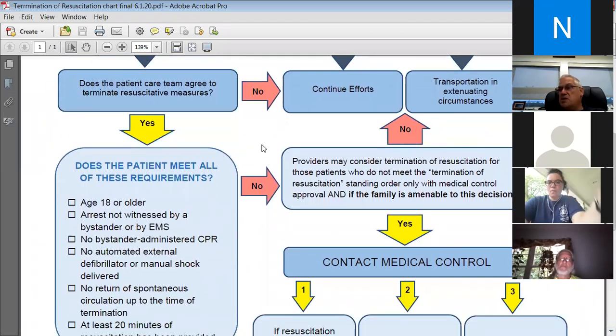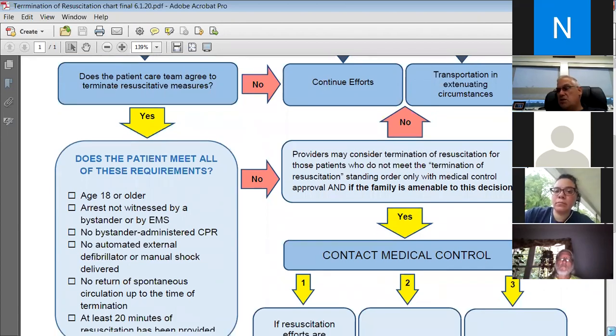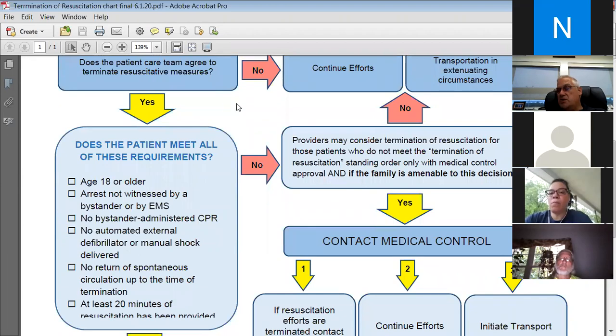If anybody on the team says, no, I think we should continue working it, then technically you're supposed to continue trying to resuscitate that patient. So everybody agrees to terminate. Now you have to say, is the patient over 18 years of age? If not, you have to continue working it.